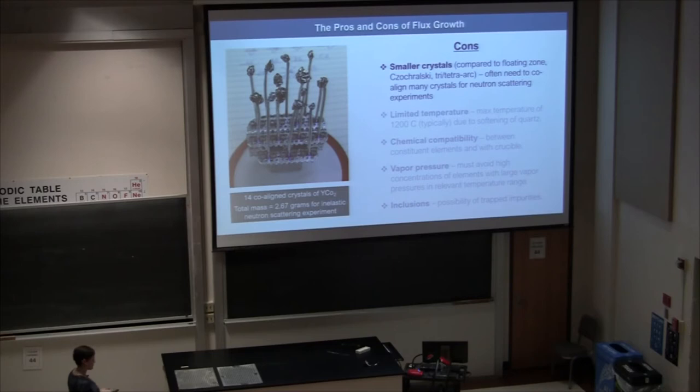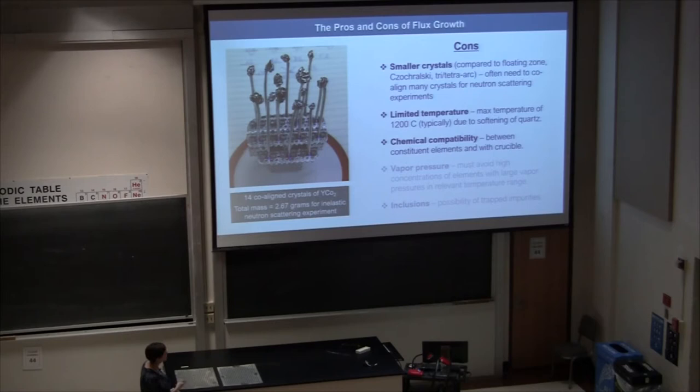The next is that in most cases, you're limited to 1200. There are ways to get around this, but for most things, that's where you're going to be kind of stuck at. It gets a little bit more tricky to go above 1200. You're limited to things that chemically will work. So there's certain elements and certain combinations of elements that are kind of a no-go. And so not everything is going to work. But that's, of course, true of every technique.